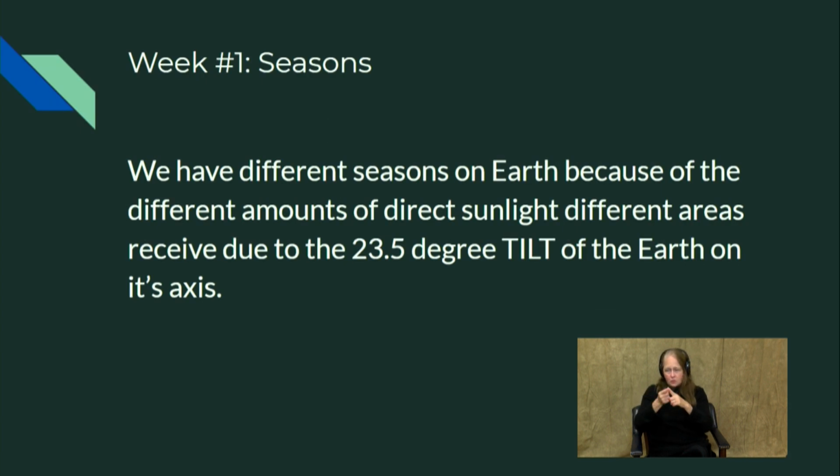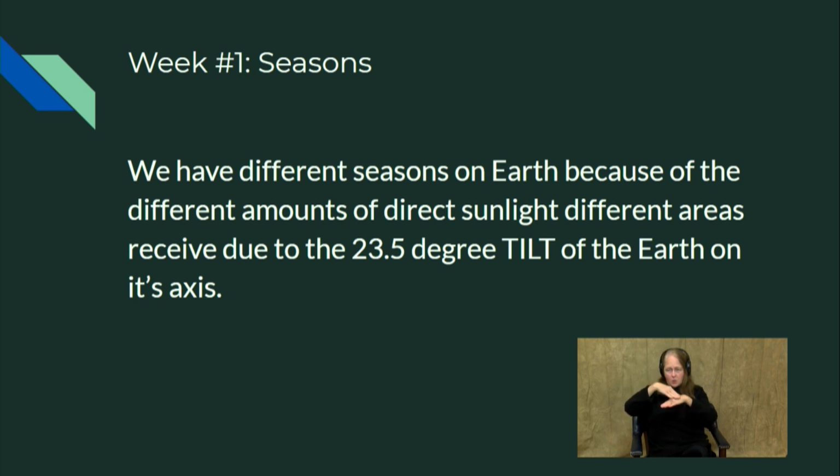So week 1, we talked about seasons. We started by looking at the sun and the earth system. How does that system interact and what are the big points? Mainly the big idea here was the causation of seasons: that we have different seasons on different places on Earth at different times because of the amount of direct sunlight.